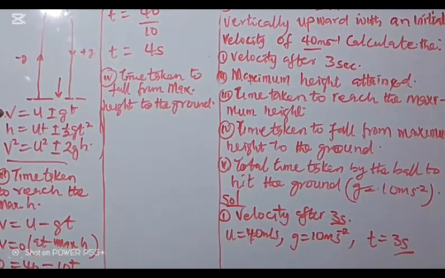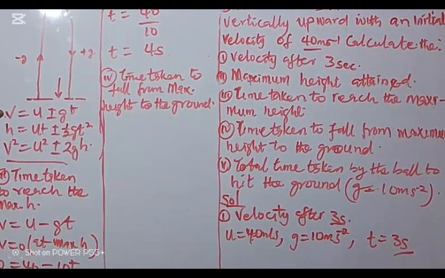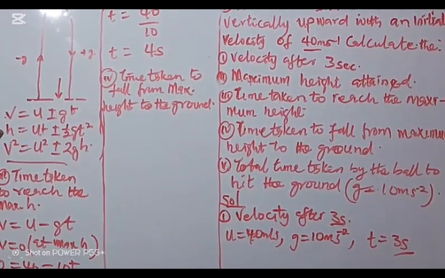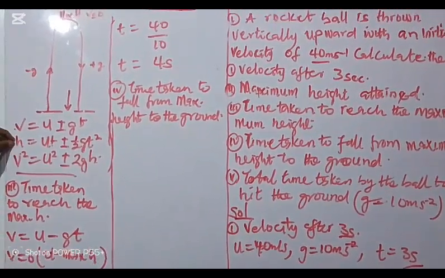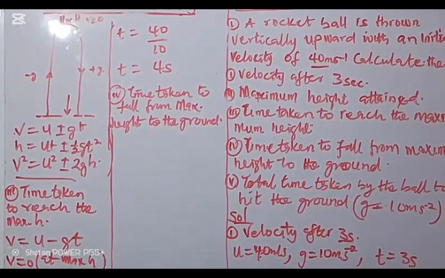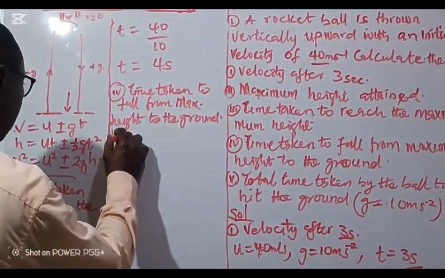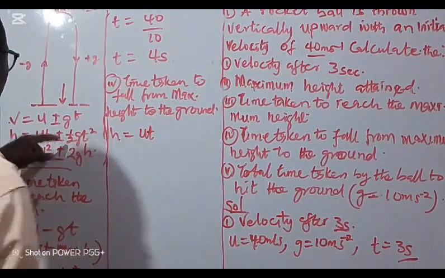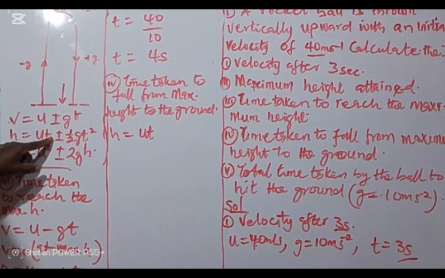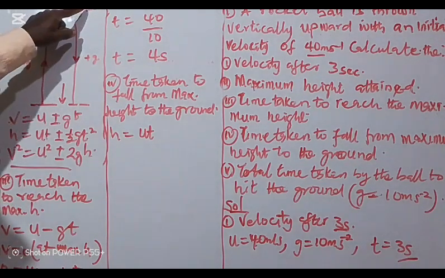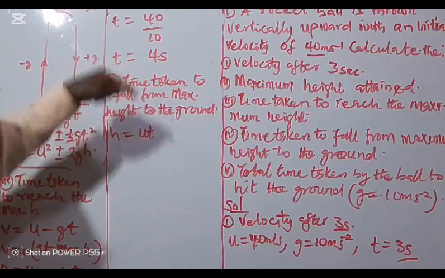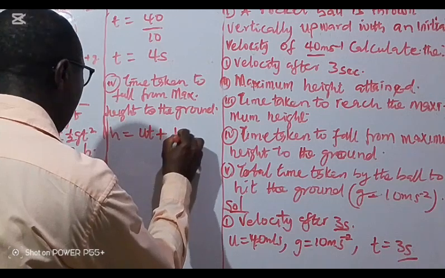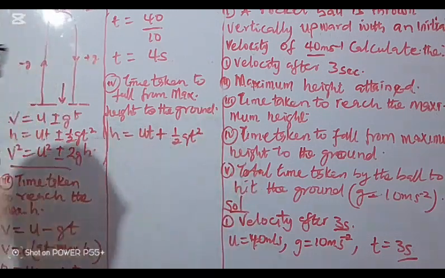Equation 1 is not suitable. We can only use equation 2. The reason for using equation 2 is that we already know the maximum height, h. So we can now apply equation 2 by saying h is equal to ut. Now, is it plus or minus? It should be plus. Why? Because the question says to fall from maximum height to the ground. The object is coming down now. That one will be plus half gt squared.